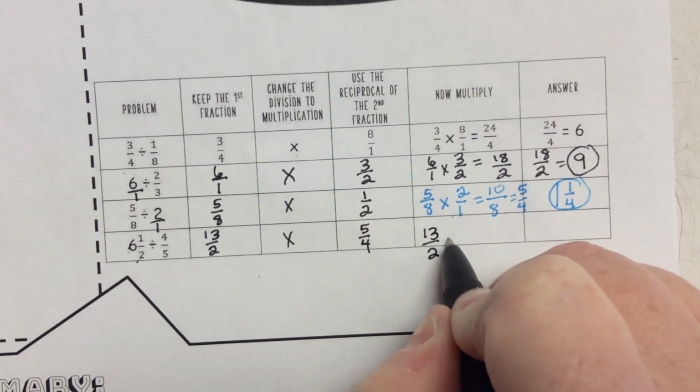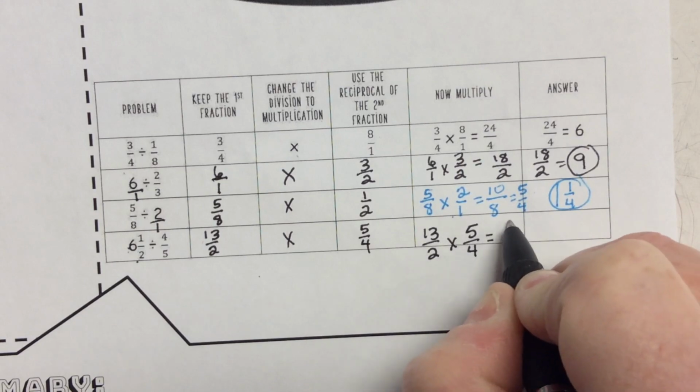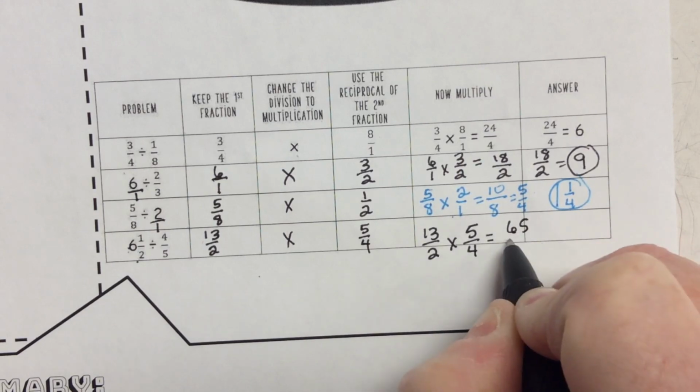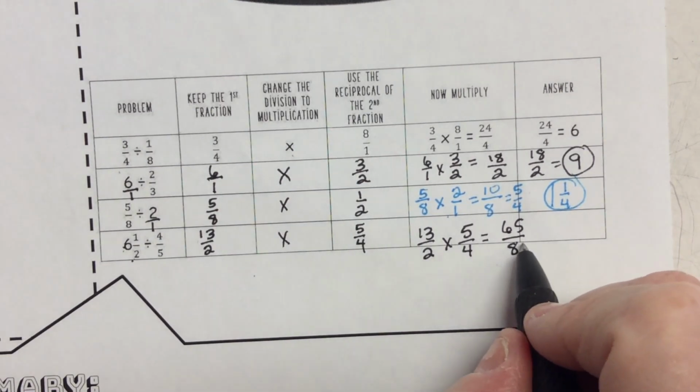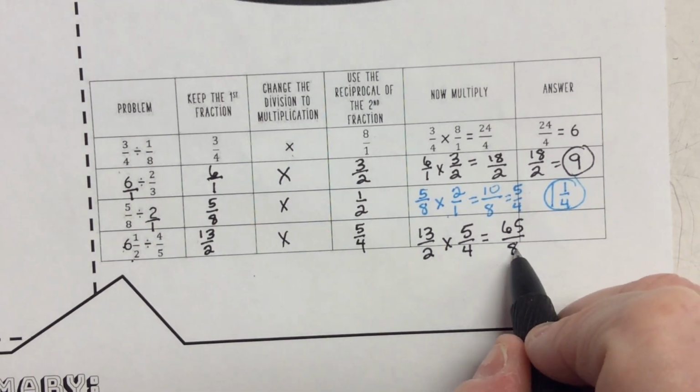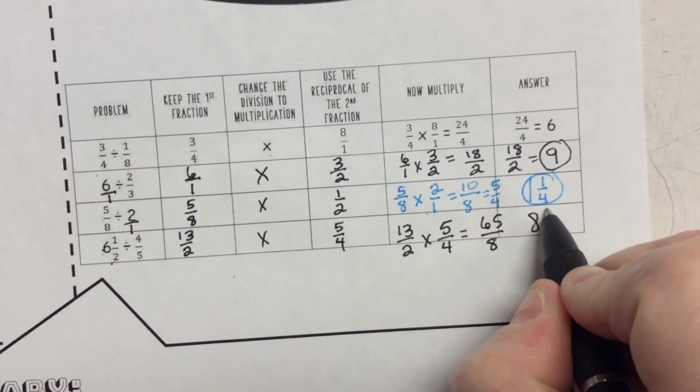13/2 times 5/4. 13 times 5 is 65. 2 times 4 is 8. 65/8. When you simplify that and use your division, 8 goes into 64 8 times, right? So it's going to be 8 1/8.